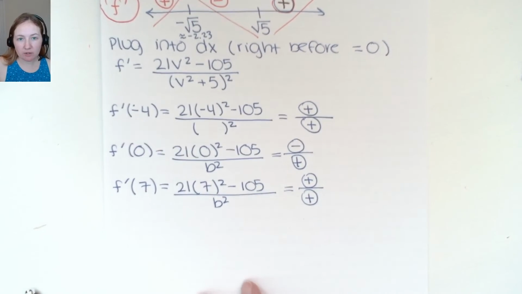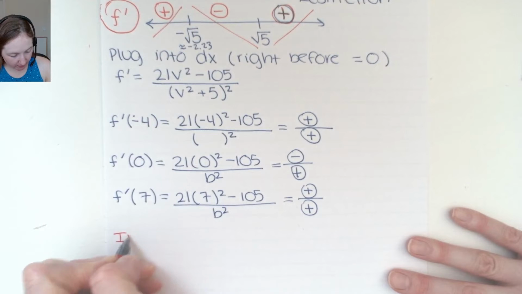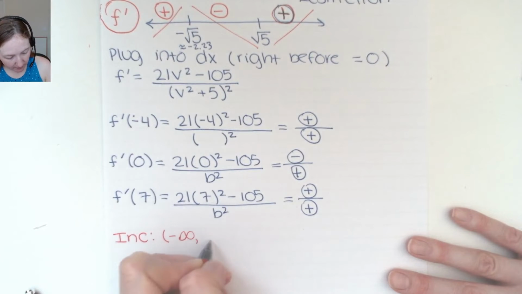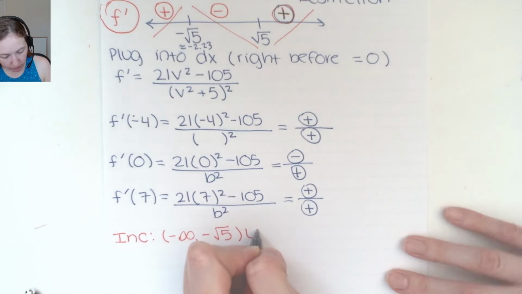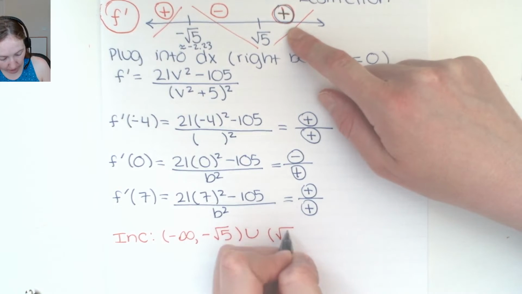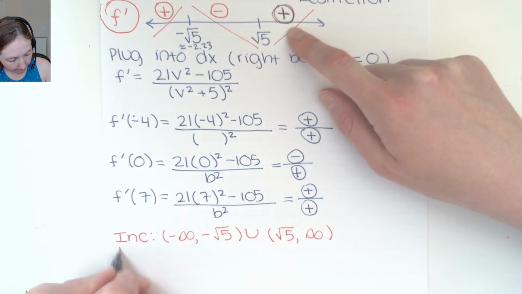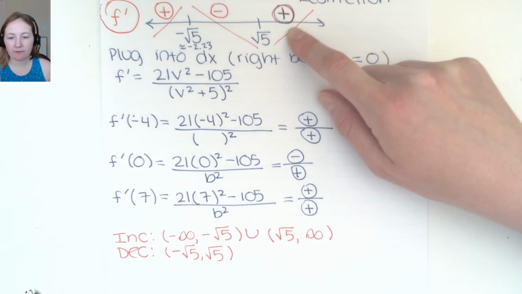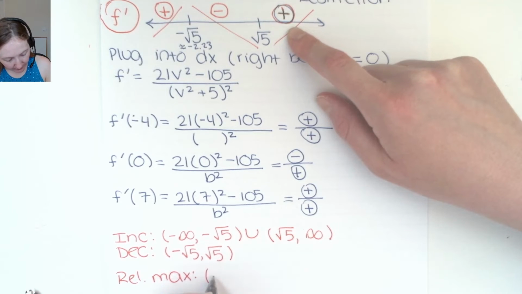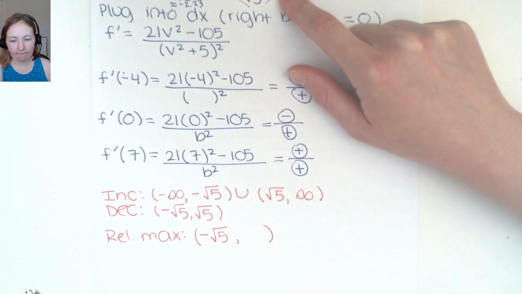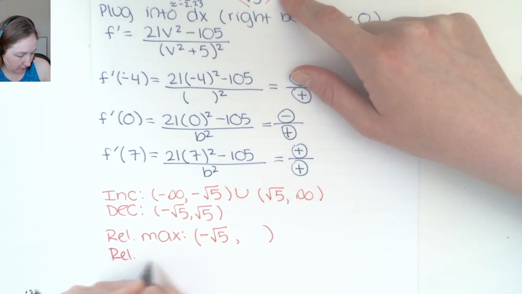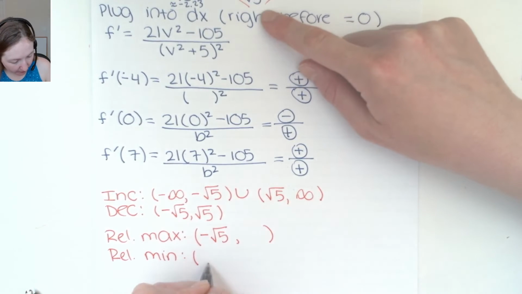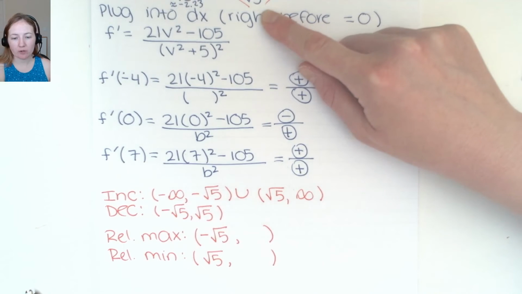So when you're looking at this, what you would say is that you are increasing from negative infinity to negative square root 5 union the other positive interval of square root 5 to infinity. We are decreasing from negative square root 5 to square root 5. We have a relative max at negative square root 5 comma the y coordinate, and a relative min at positive square root 5 comma the y coordinate.